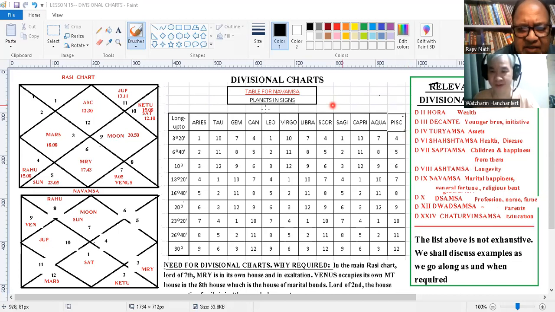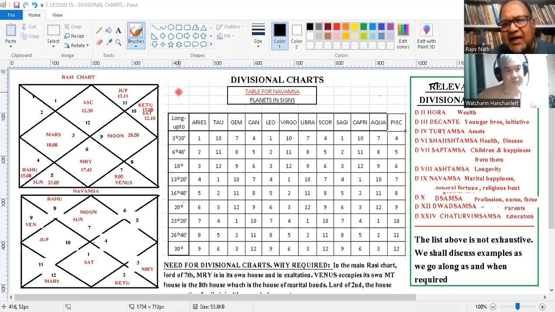First, you have to understand, as I told you, that every zodiac sign has 30 degrees. Now what does Navamsa mean in Hindi? Nav means nine. Navamsa means the ninth part, the ninth equal part of a sign in the zodiac.